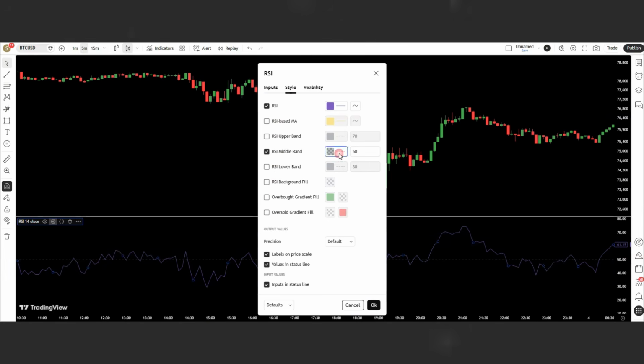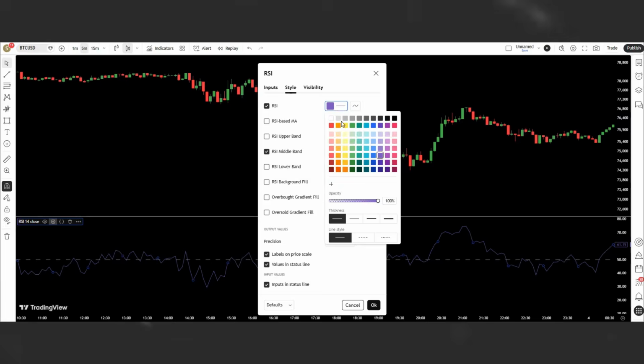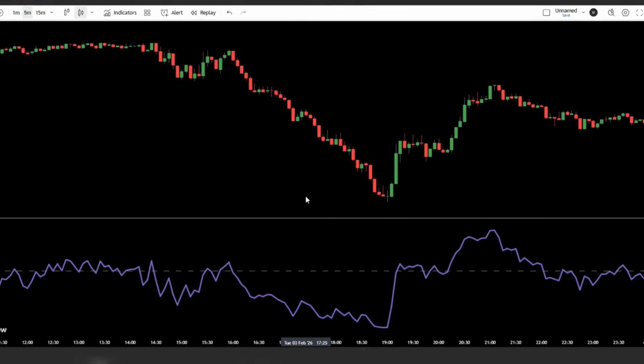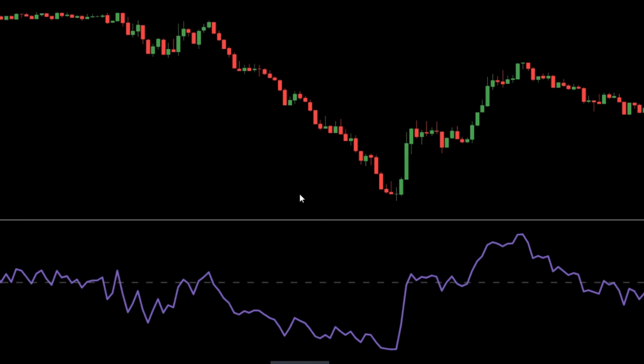Set the middle band level to 50 and make all the lines a bit thicker so they are easier to see on the chart, then click OK. Now let's talk about how we actually use RSI. As you may already know, RSI is a momentum oscillator. It helps us understand whether the market is strong or weak.